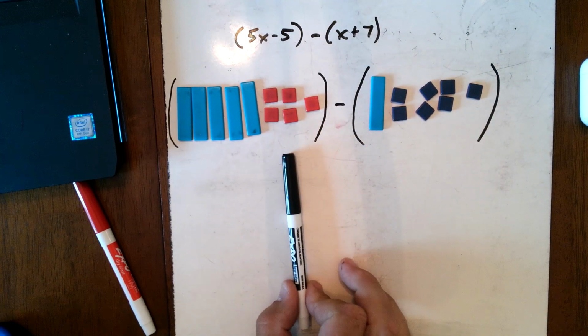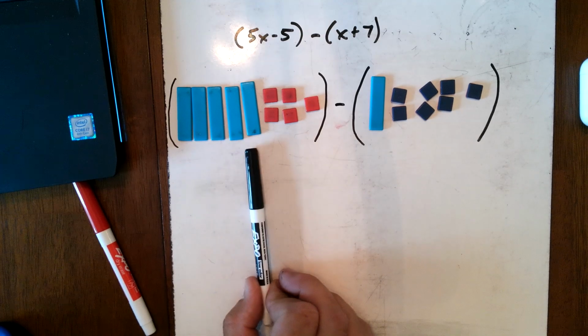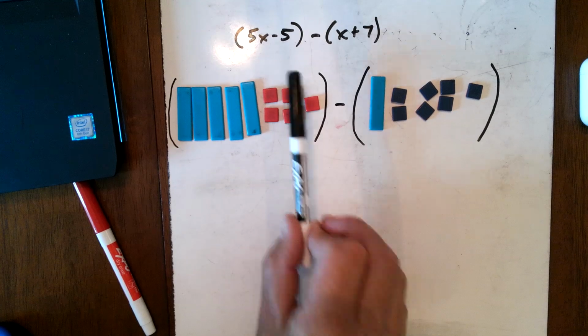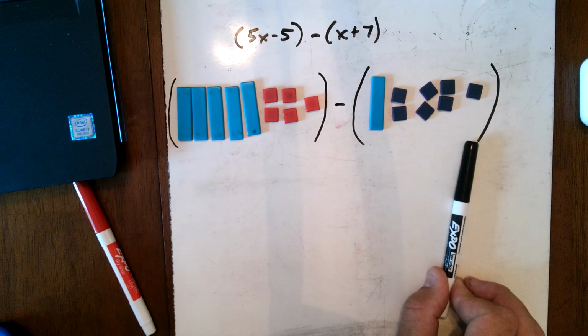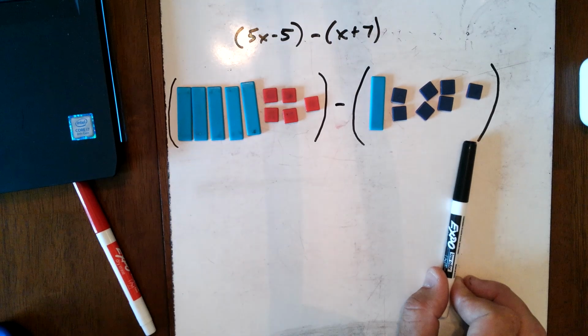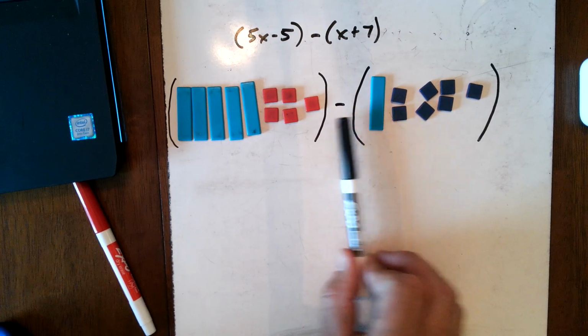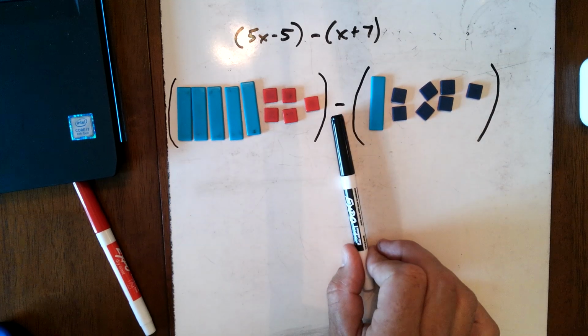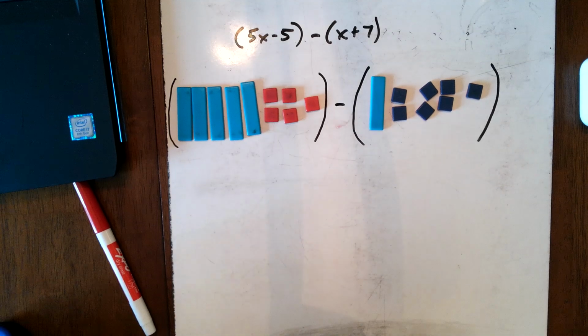So I used a model, right? Here's 5x minus 5. I change it to negatives, right? Subtract x plus 7, okay? So now we're going to distribute the negative, okay? And instead of subtraction, we're going to change it to addition, okay? I'm going to change that really quick.